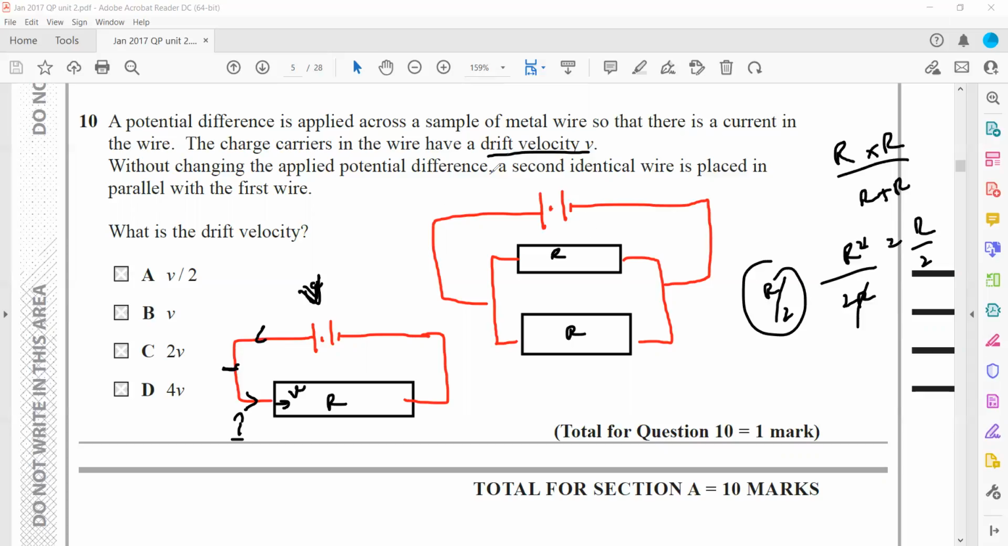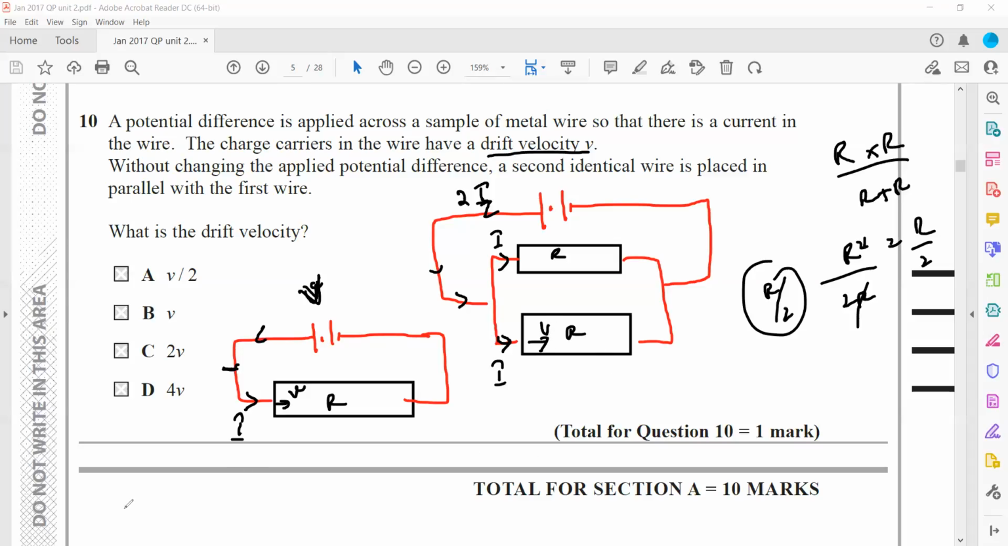If the total circuit resistance is half, what will be the current coming out of the battery? That will be twice. But because these are identical resistors, they will receive the same current. The total current coming from the battery becomes twice, but the current in each branch is I. So what happens if the current does not change? What will be the drift velocity?